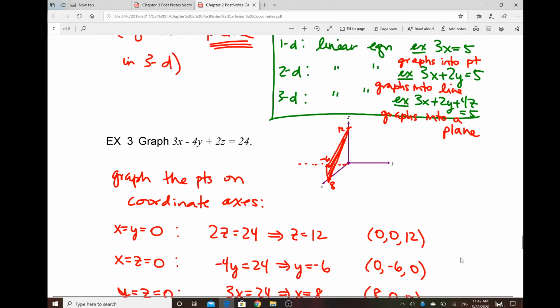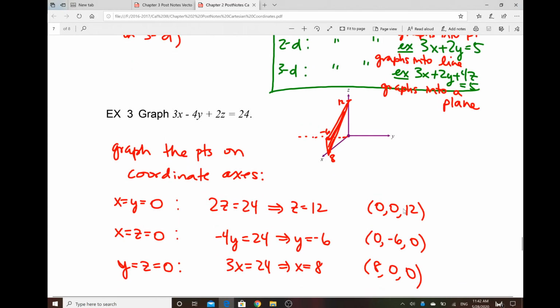So now let's do one example like this. Let's say we have 3x - 4y + 2z = 24. What you want to do is find the x-intercept, the y-intercept, and the z-intercept. Once you get all those intercepts, all you need to do is plot the points. To get the z-intercept, we set x and y equal to 0, so 2z = 24, so z is 12. So we got (0, 0, 12).